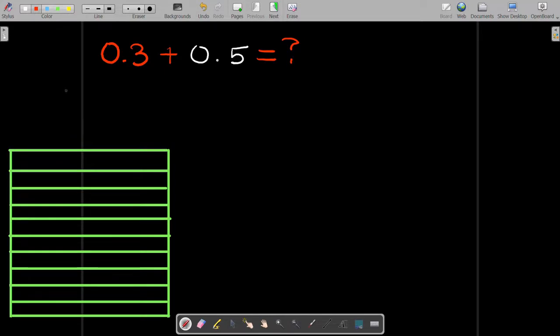Now 0.3 can be rewritten as 3/10, because this place value in the decimals is the tenths place. Same can be done with 0.5. This can be rewritten as 5/10.